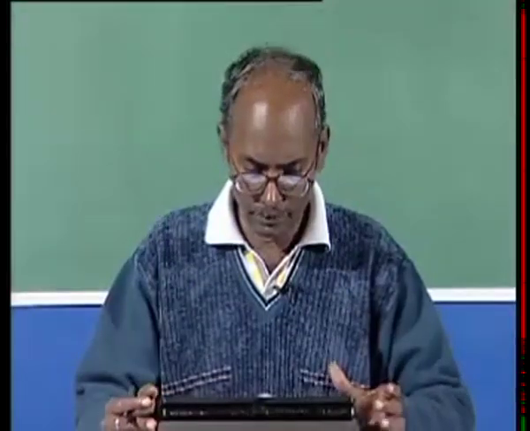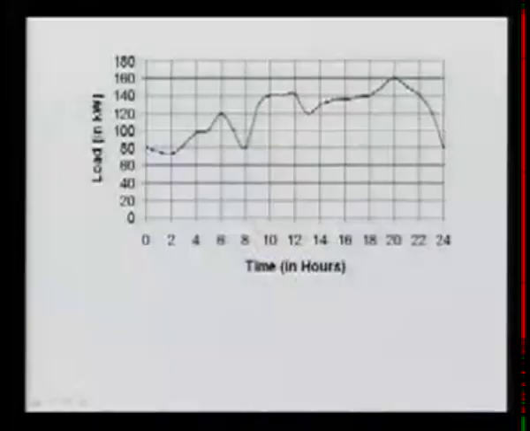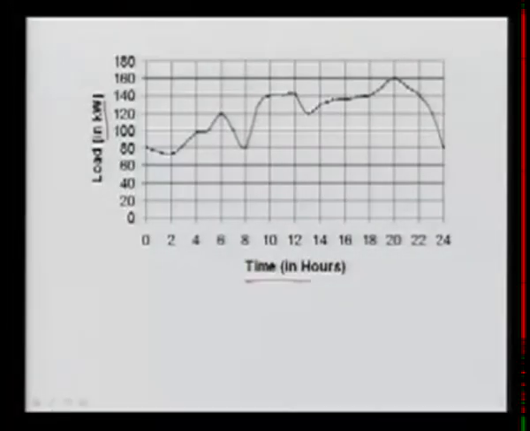Now you can see the typical load. Here I have presented a very small amount of load, in kilowatts, at a particular distribution substation. The time in hours starts from 0, that is midnight, and comes back again to midnight.